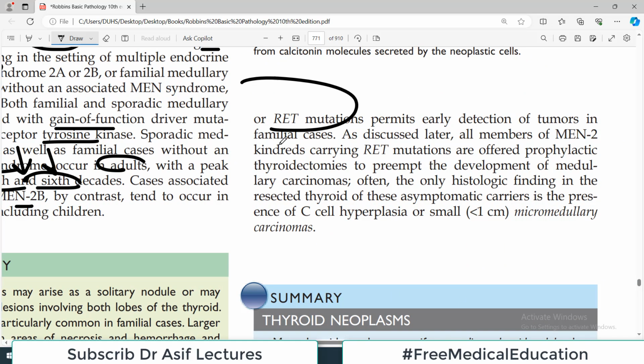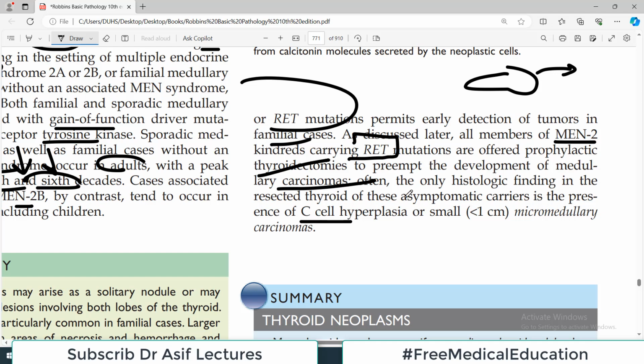Screening the patient's relatives for elevated calcitonin levels or RET mutation is usually also done, particularly for familial cases, obviously. As discussed later, all members of MEN 2 kindreds carry RET mutation. They are offered prophylactic thyroidectomies to preempt the development of the medullary carcinoma. So it's like, remove the organ that is going to go wrong beforehand, right? The only histological finding in the resected thyroid of these asymptomatic carriers is the presence of C-cell hyperplasia, because the tumor has not formed yet, you removed it beforehand.